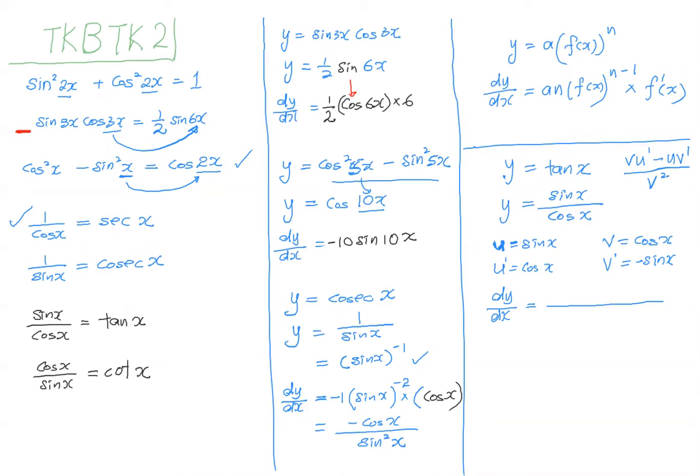Okay, Kydrick, tell me. u prime, what is V here? Read the formula back to me. cos x. Okay. And times cos x minus sin x times minus sin x. Divided by cos square x. Yeah, cos square x. Thank you.